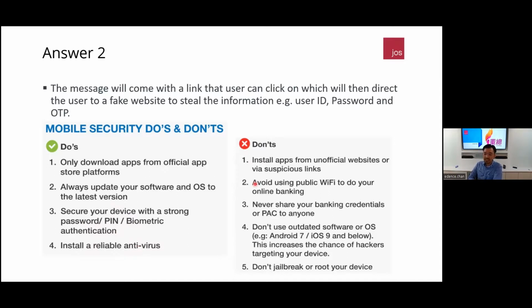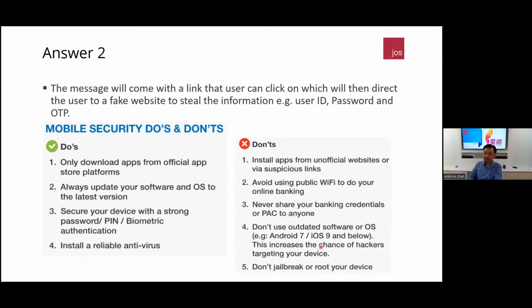We should not install APK files from unknown sites. Usually APK files come with malware. We should avoid using public Wi-Fi, as Sam also mentioned just now, because it has high risk. People can actually read your username and password. We should not share our OTP or PIN with anyone.